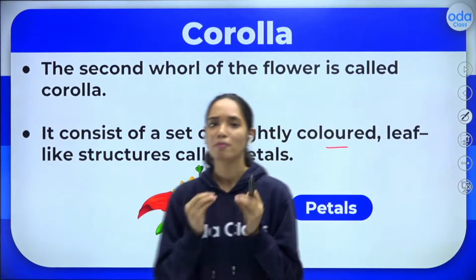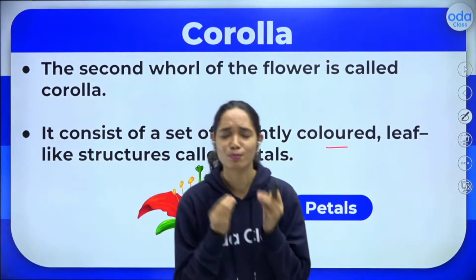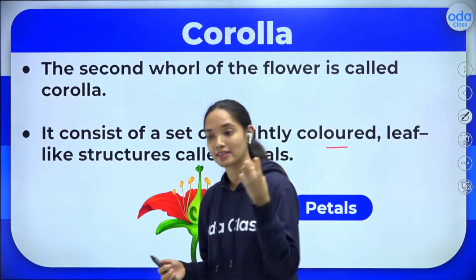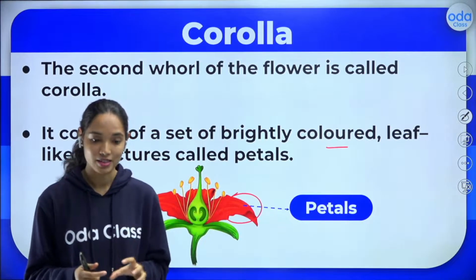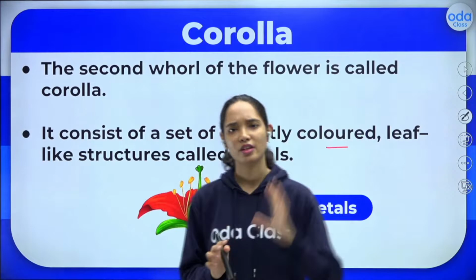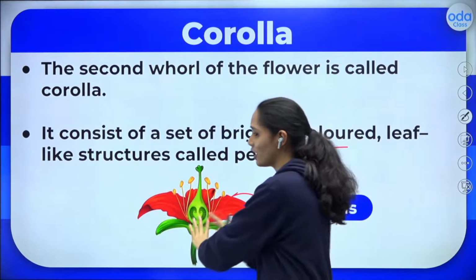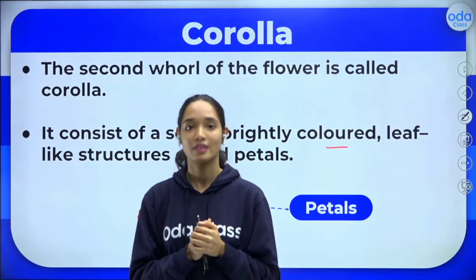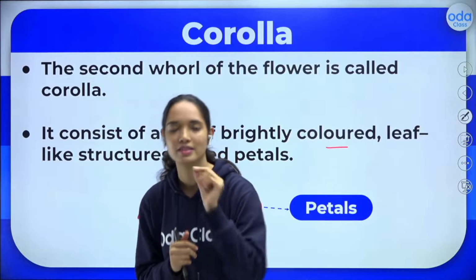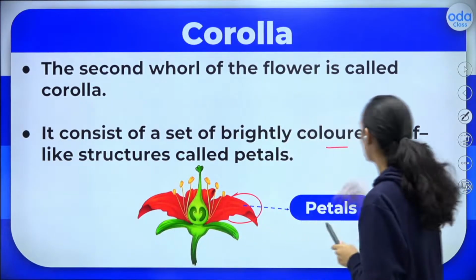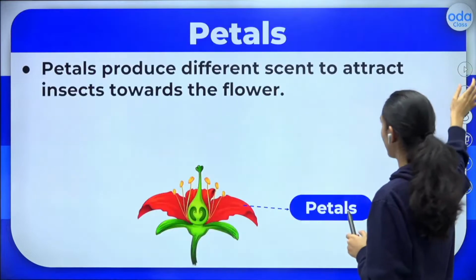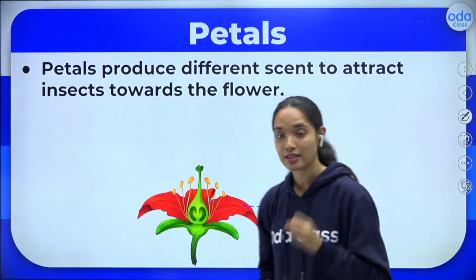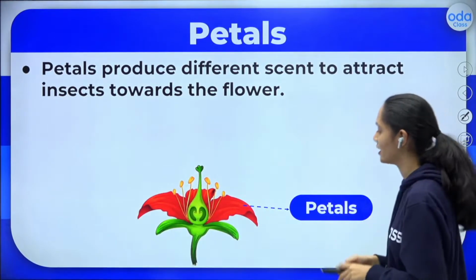This is the part that makes the flower beautiful. It is these petals that attract us, right? If you see any flower, this part will always be colorful, always brightly colored. Why? There is a reason behind it. They are brightly colored so that they can attract insects towards them for pollination.